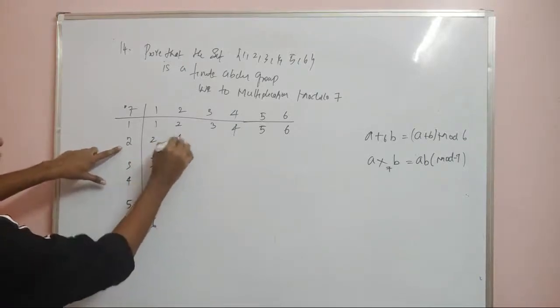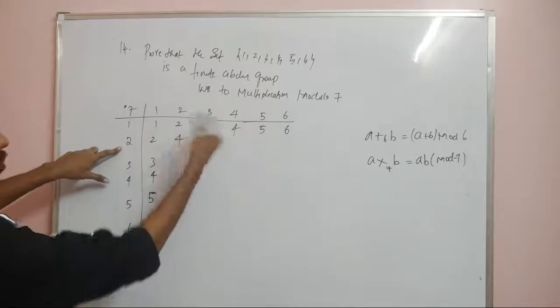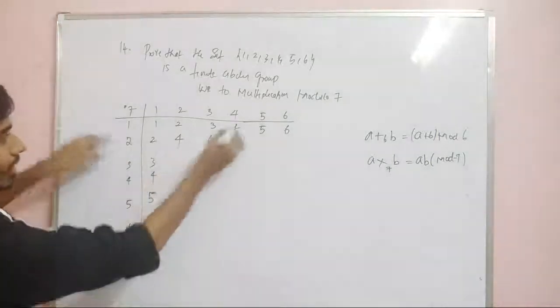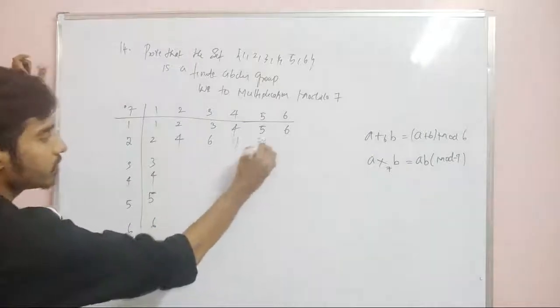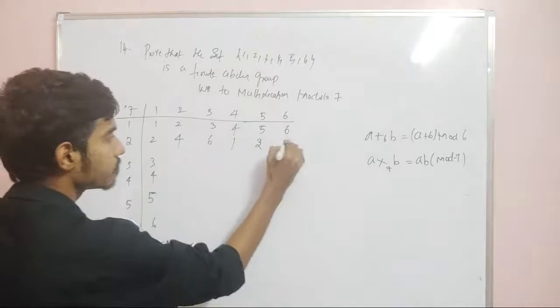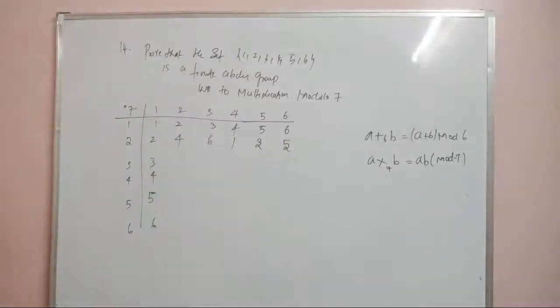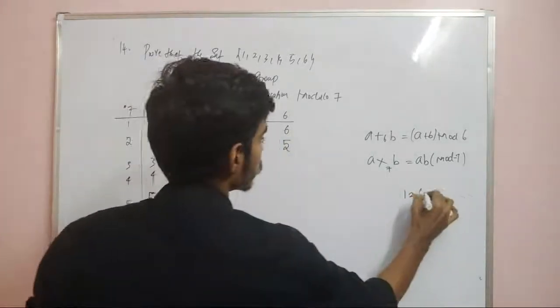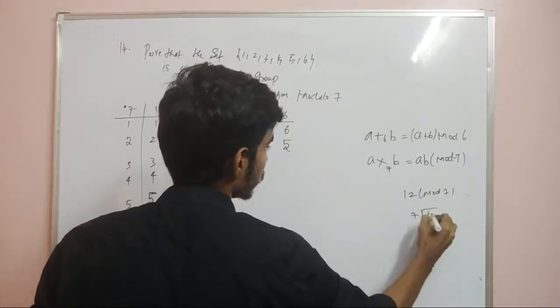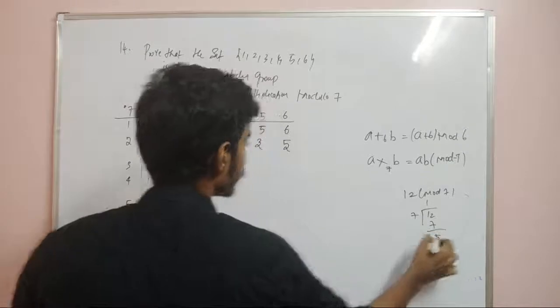So 2 into 2 is 4, 2 into 3 is 6, 2 4s are 8. So 8 mod 7 will be 1. 2 5s are 10, 10 mod 7 is 3. 2 6s are 12, 12 mod 7 is 5. Right, so 12 mod 7 means you need to write the remainder. So 12 divided by 7, the answer is 1, remainder 5.